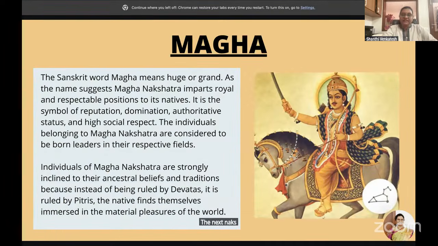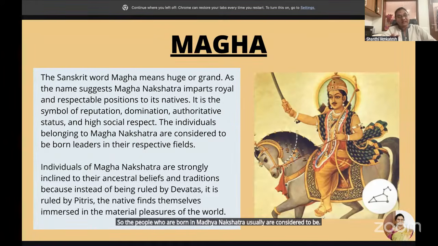The next nakshatra, the 10th nakshatra is Magha nakshatra. Magha means very huge, grand, splendor. So as this name suggests, Magha means something royal, a very respectable position, we can say. So this nakshatra blesses the natives with a very respectable position, with a very dignified royal life. So this symbol indicates reputation, authoritative status, high social status. So the people who are born in Magha Nakshatra usually are considered to be leaders in their respective field.